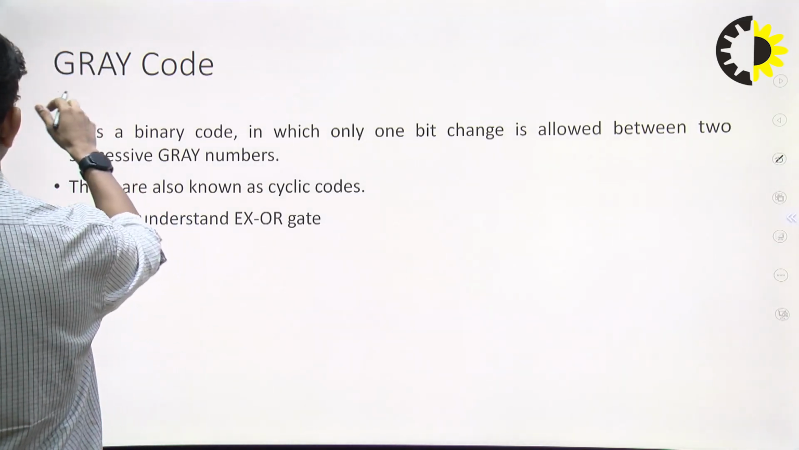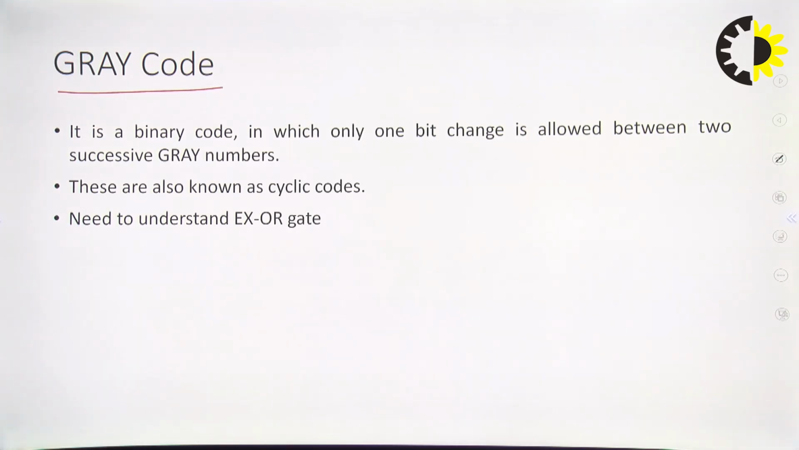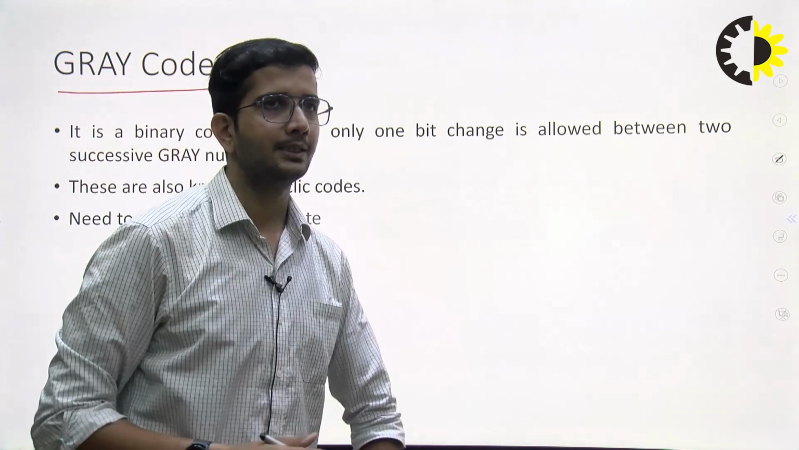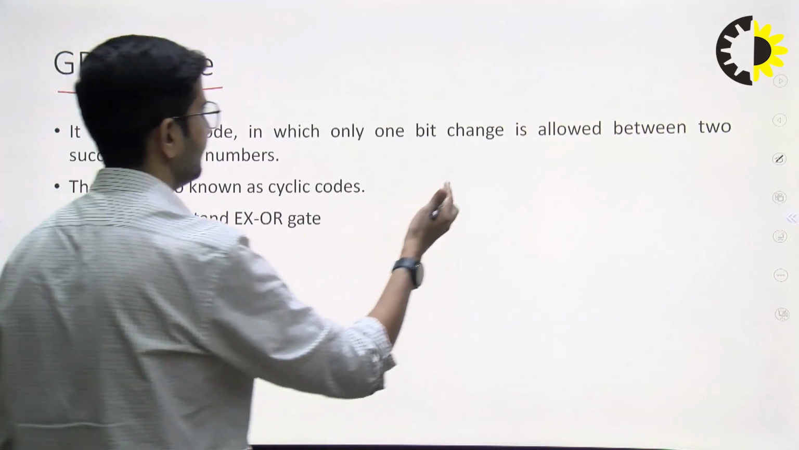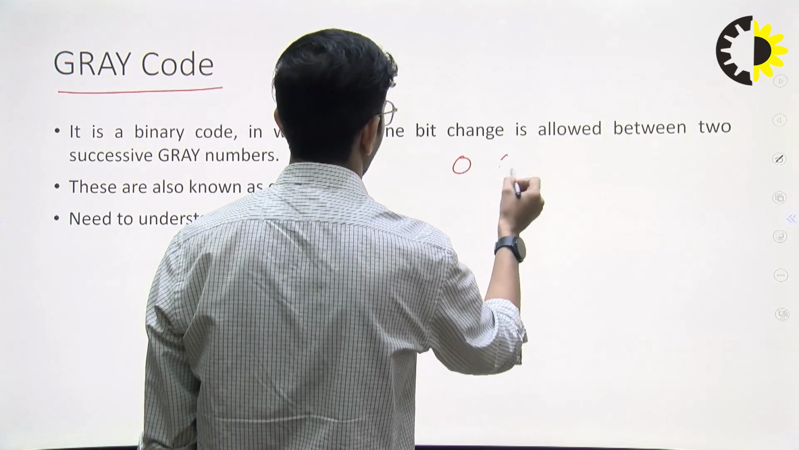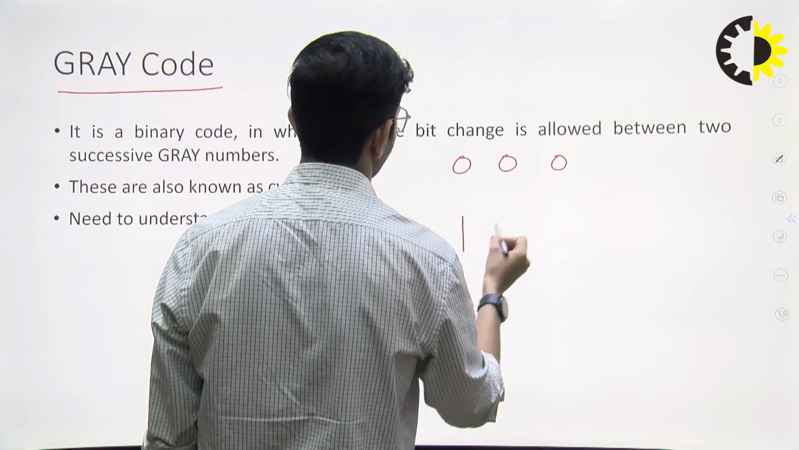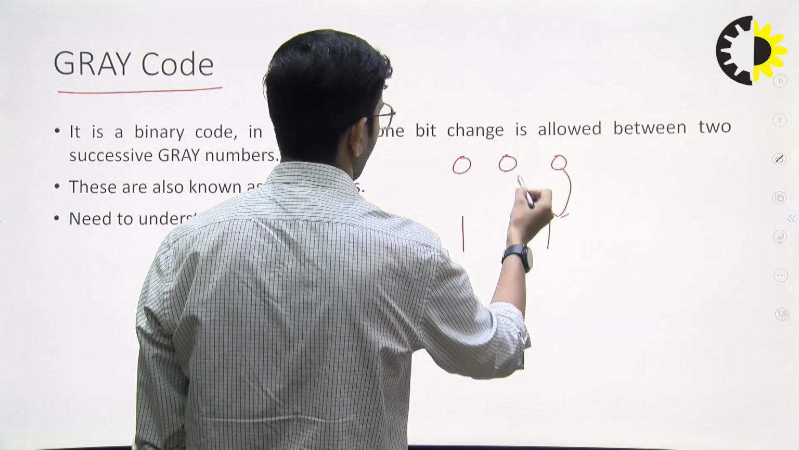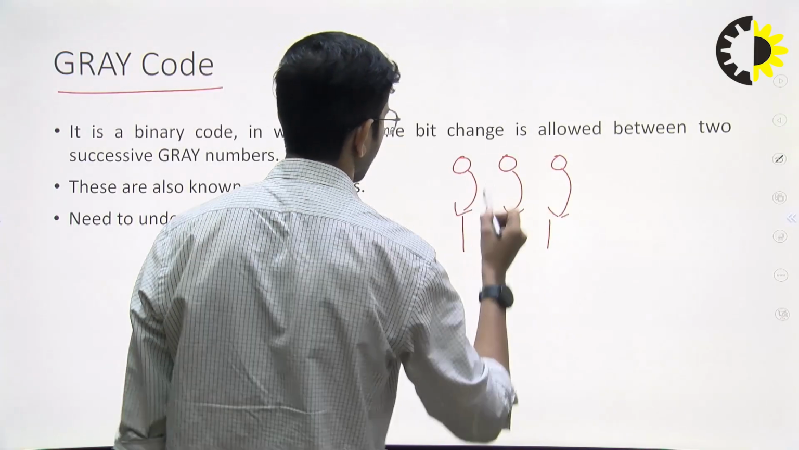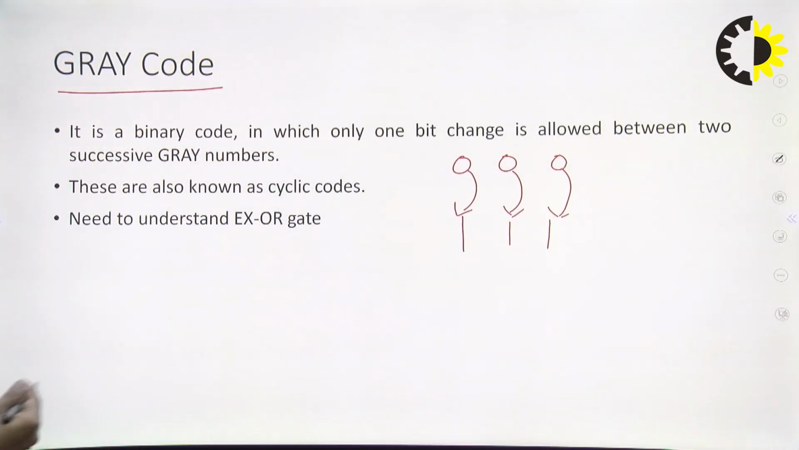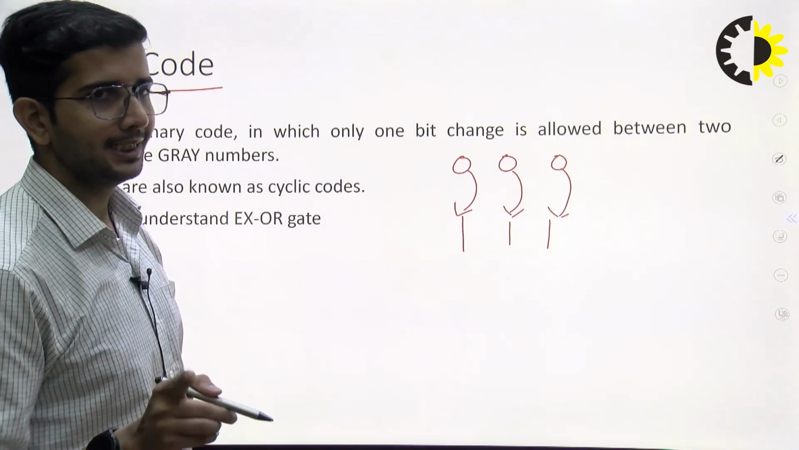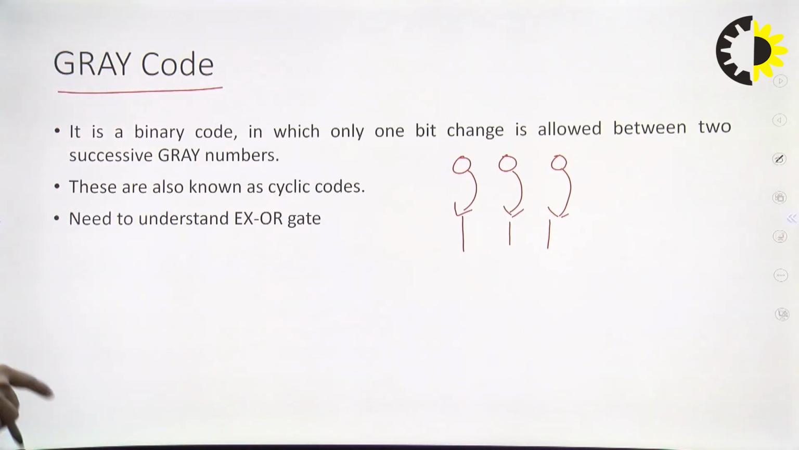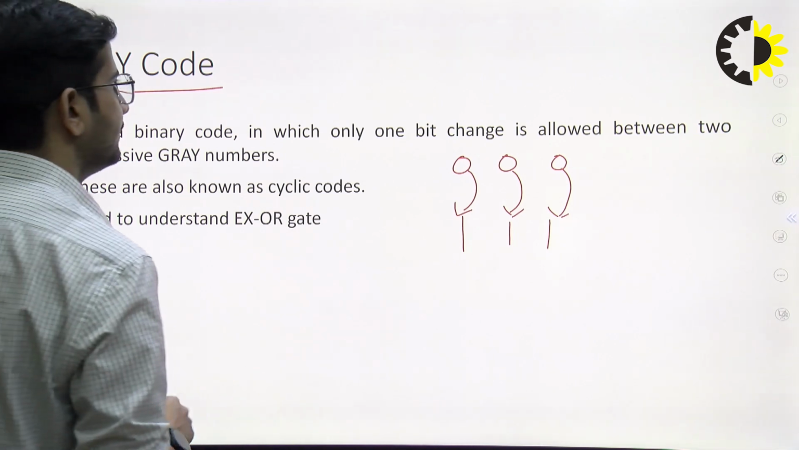Next is the gray code. It is a binary code in which only one bit change is allowed between two successive gray numbers. Like in binary numbers, we can observe that we have 0, 0, 0 and the last number is 1, 1, 1 in 3-bit representation. So we can observe that in binary all 3 bits will be changed. But in gray code this is not the case. In gray code only one bit is changed at a time. There will be not more than one bit change. So this is the advantage of the gray code.